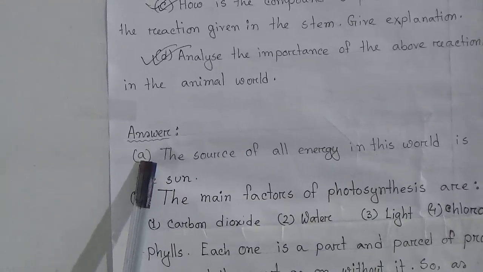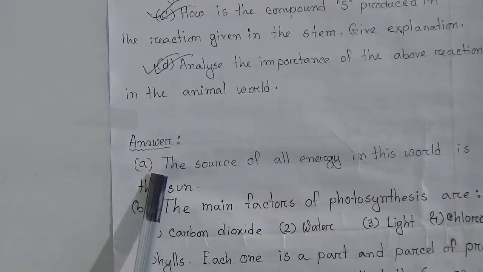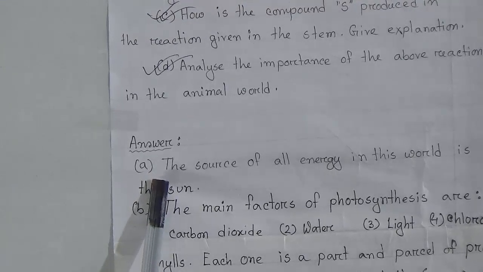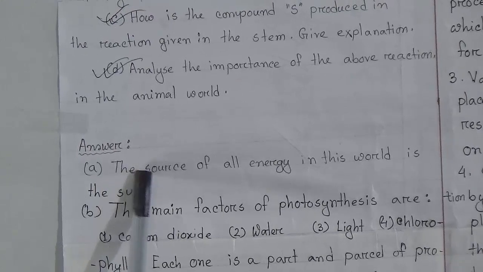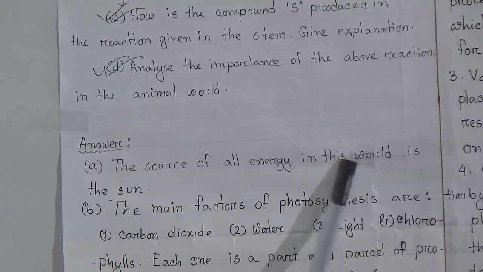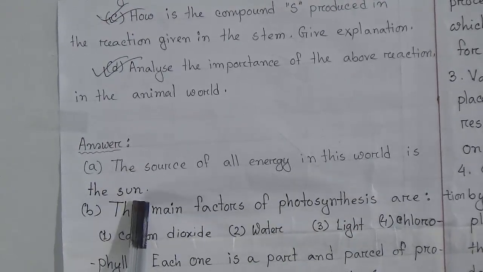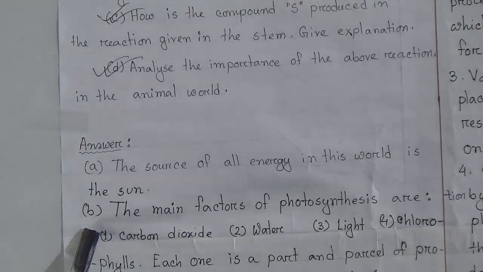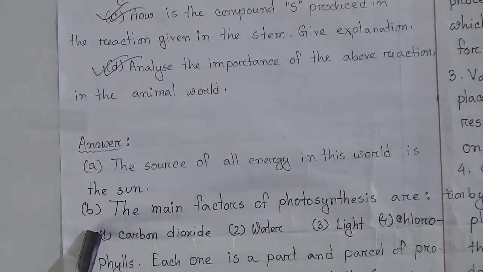The answer of the question is: the first question was what in this world is the source of all energy? The answer of this question is, the source of all energy in this world is the sun. The second question was, why does photosynthesis not take place at night?